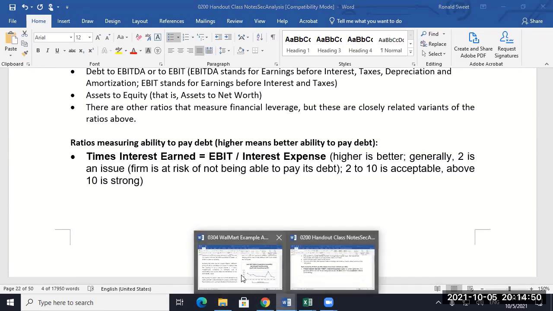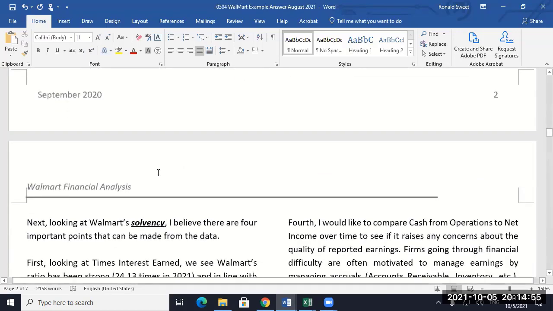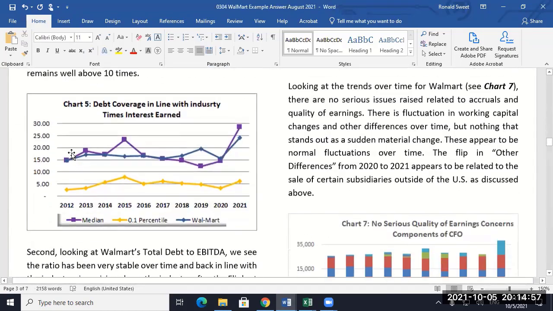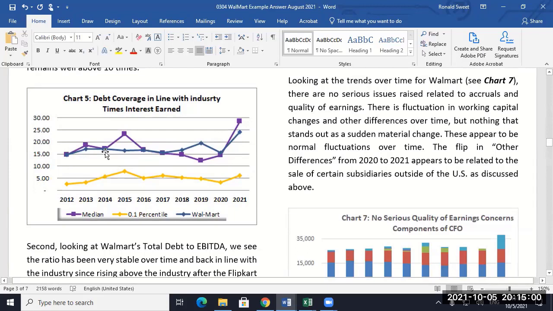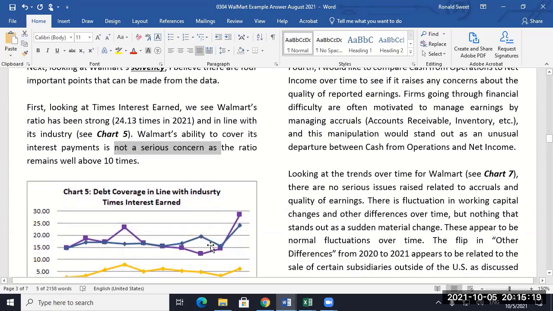So solvency should be fairly straightforward. So if we go to the Walmart times interest earned, they're well above 15 consistently. And this last year, it really jumped up quite dramatically because COVID actually helped them, and it seemed to help the entire industry. What I say there is just not a serious concern. Even if I were looking right here, it dropped from 20 to 15. This just doesn't worry me all that much. 15 is such a strong number.